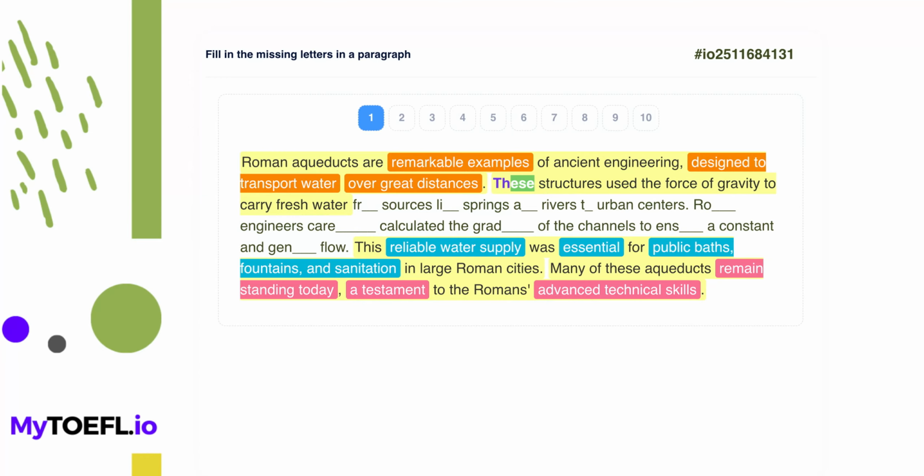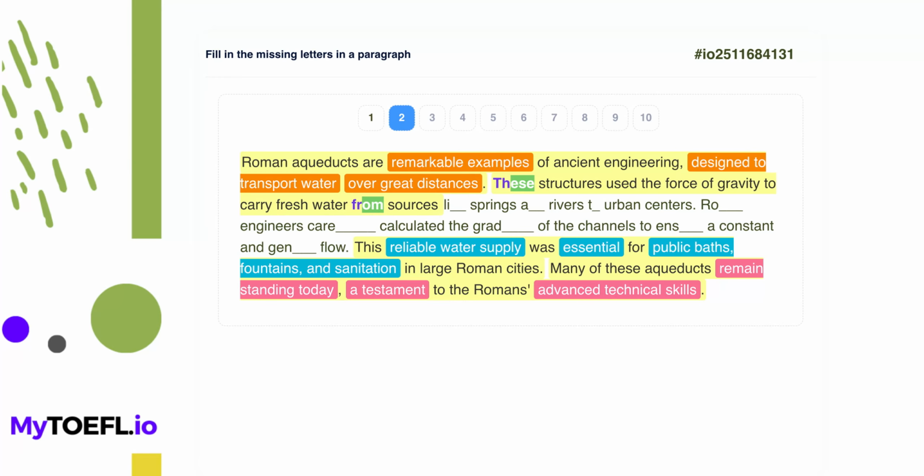Moving on, let's look at the second blank in this sentence. These structures use the force of gravity to carry fresh water blank sources. The question provides the letters F and R and contains 2 missing spaces. Here, the sentence describes the movement of water. We are looking for a preposition that indicates the origin or the starting point, as the water is being carried out of the sources. The provided letters suggest a very common preposition used to show origin. The correct word is from.